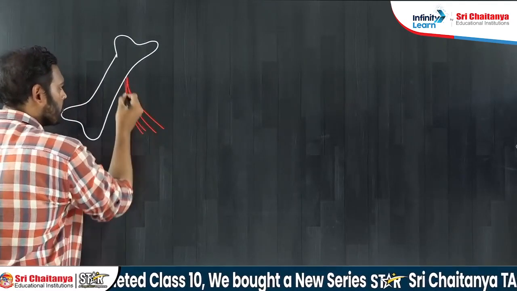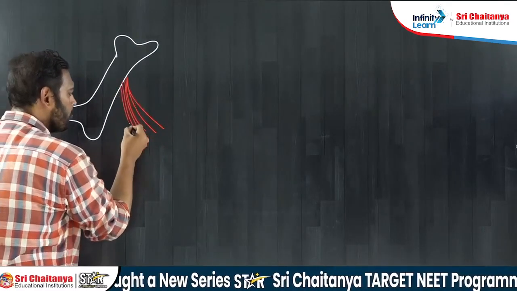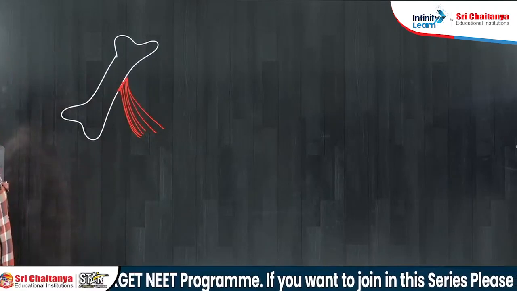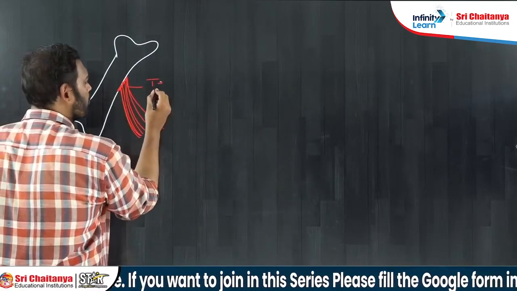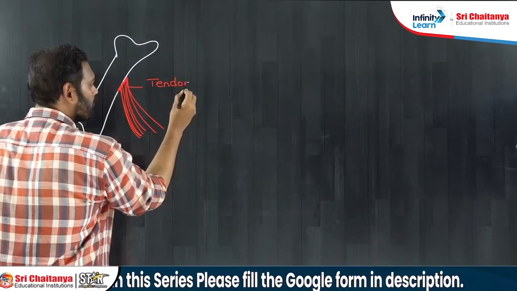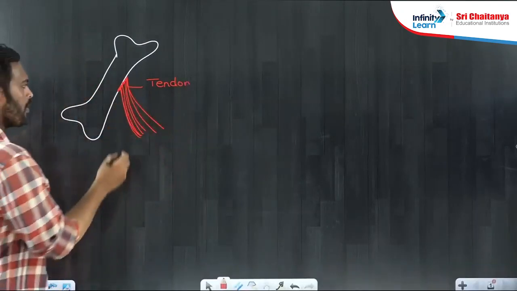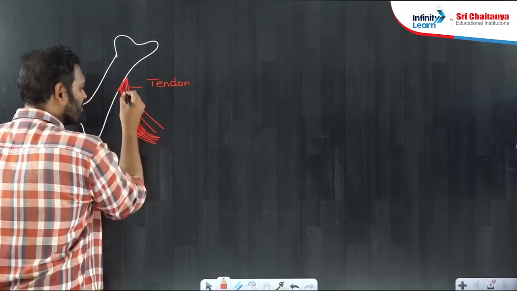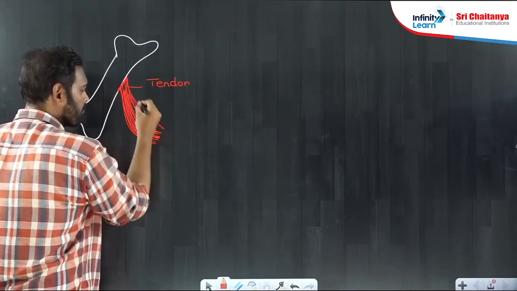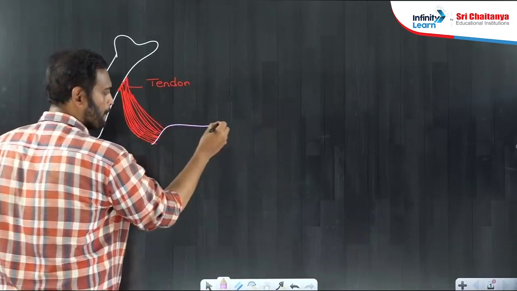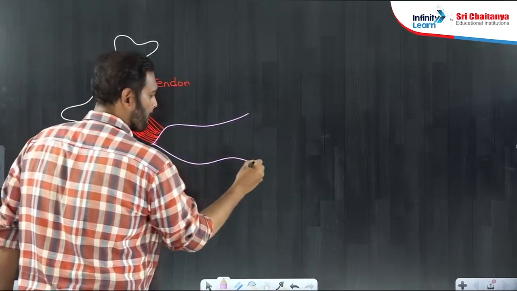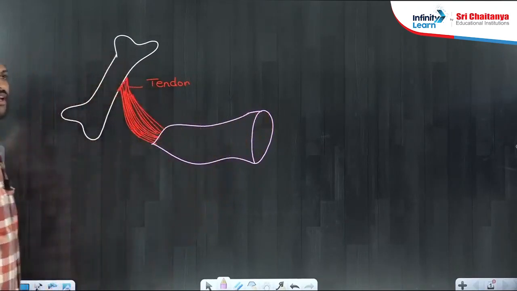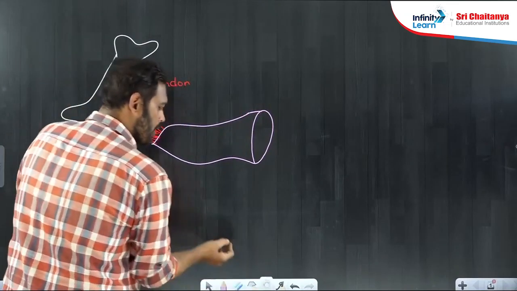This bone was attached with a connective tissue. What do you call this connective tissue? Tendon. Yes. Now these tendons were connected to skeletal muscles, showing with a different color. Skeletal muscle. Okay.